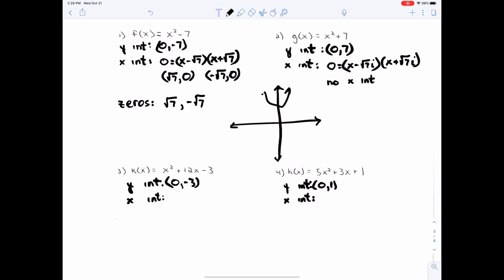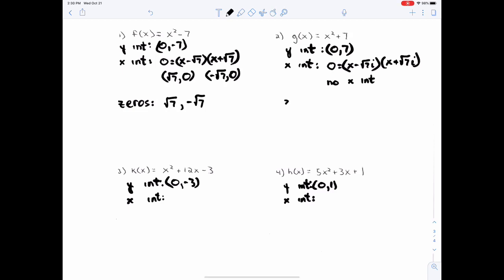We know there's no x-intercepts. So we know it doesn't cross the x-axis. And how could we figure that out just by calculation? It's because the numbers I got for the x-intercepts were imaginary, and there are no imaginary numbers on an xy axis system.